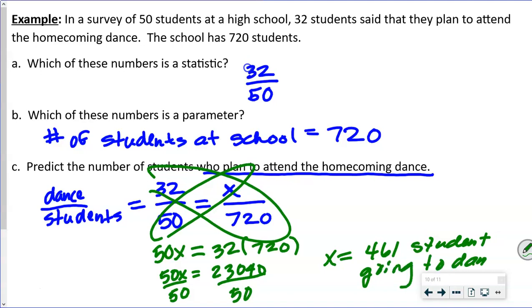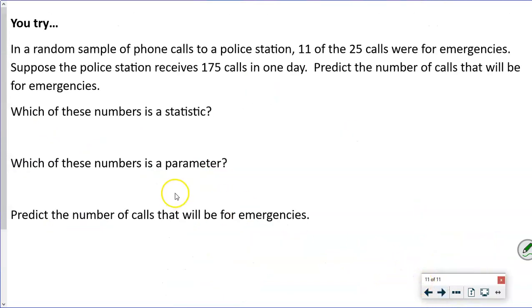Okay, why would we need to know this? Yep, food. You might need to know it for the size of the venue. You might need to know it for the number of chaperones. Okay, so we got one more here. Let's see if you guys can do this one. Go ahead and pause this, do it, and then come back to me.